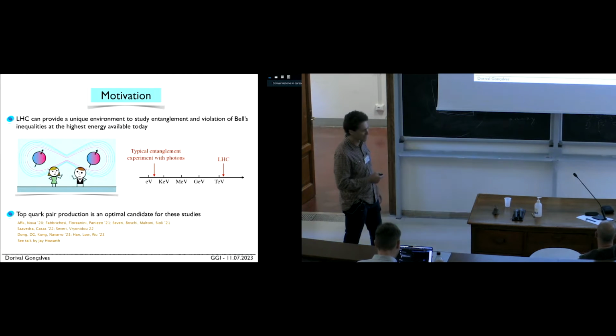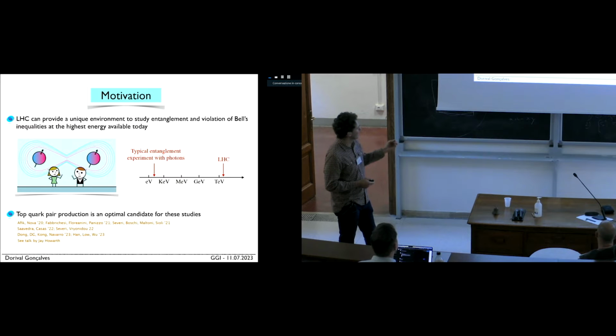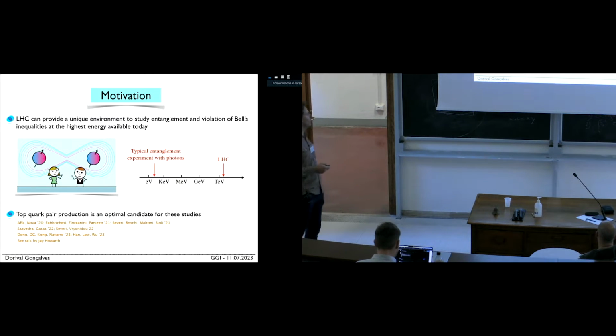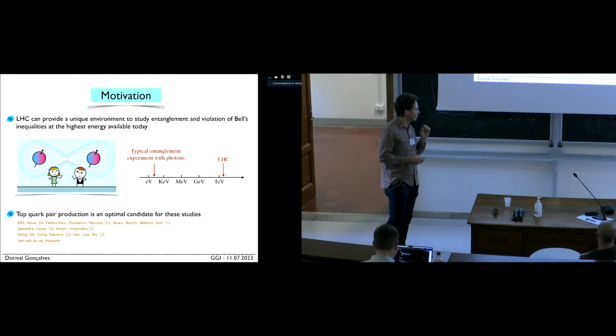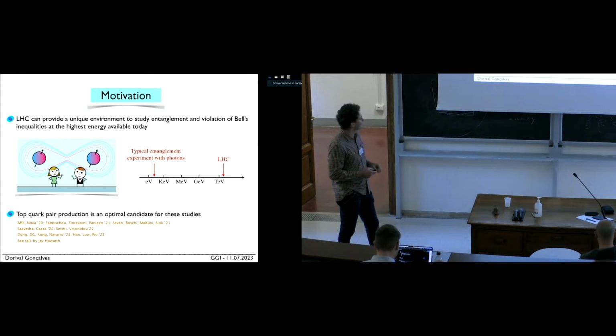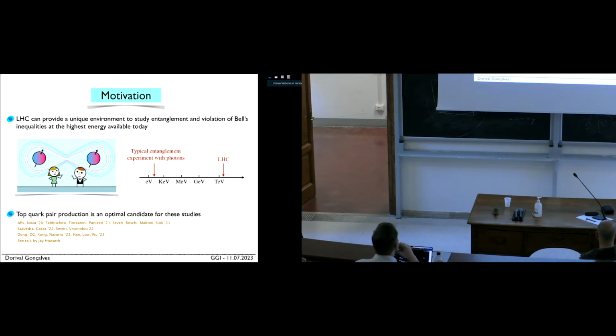It's the highest energy collider that we have that can provide a TeV scale. So when you compare with the typical entanglement for photons, we are more than 10 orders of magnitude higher in energy that we can probe at the LHC. So we can really scrutinize very precisely what in principle can happen for entanglement, Bell's inequality, you name it, for the quantum correlation. In this regard, top quark pair production is really an optimal candidate. This was presented in some of the previous talks, but I would like to take the opportunity to go into more detail here.